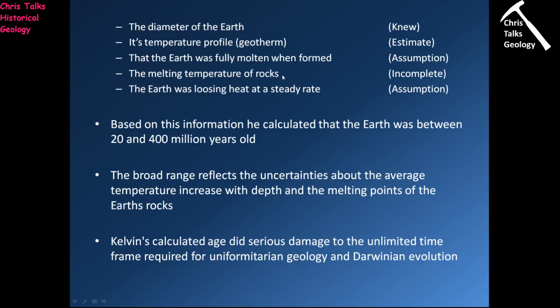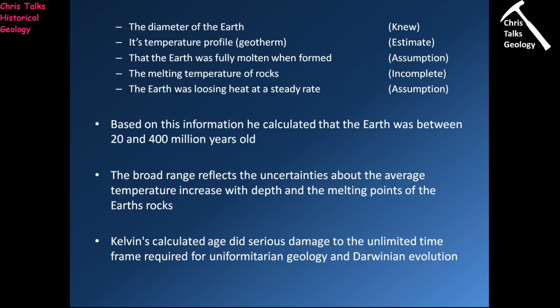So his model essentially said, because I know the melting point of the rocks, I know the temperature at which the magma ocean would have started. And so all I need to do now is work out how long it would have taken this massive ball of magma to cool down and give me the conditions that I can see now. Based on these assumptions, he calculated an age for the Earth between 20 and 400 million years old.